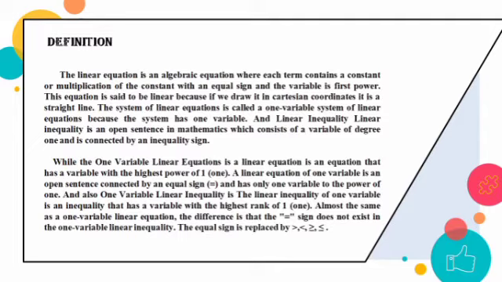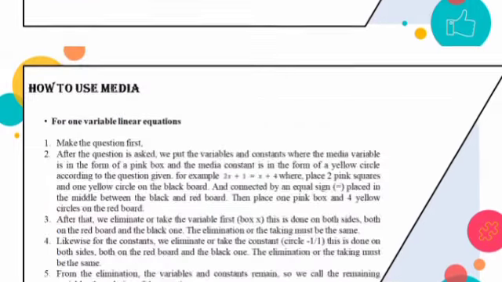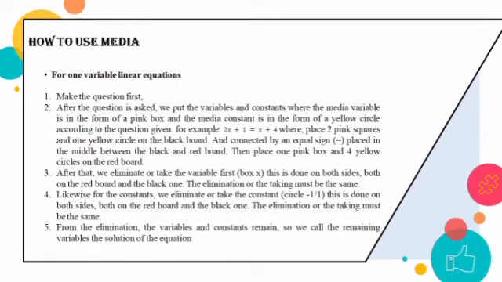And also, the linear inequality of one variable is an inequality that has a variable with the highest power of 1, almost the same as a one-variable linear equation. The difference is the sign. How to use the media?